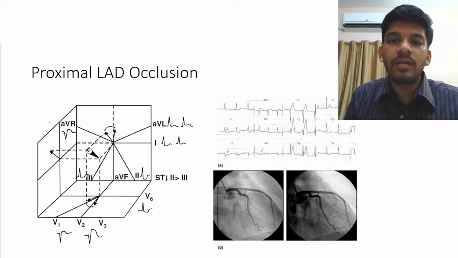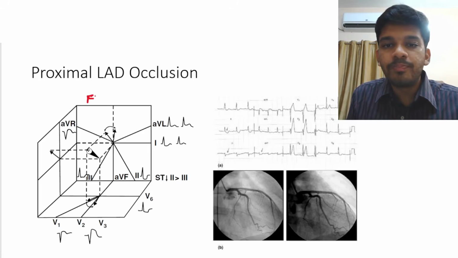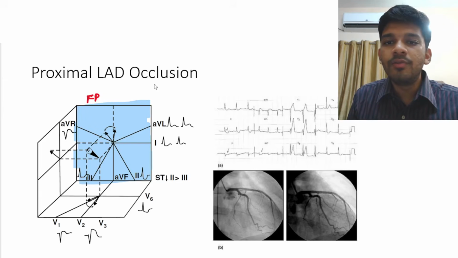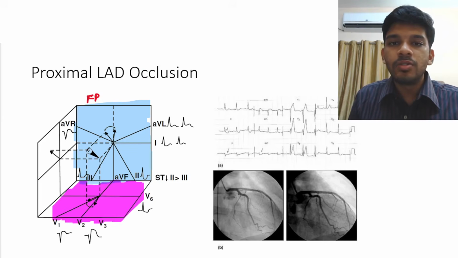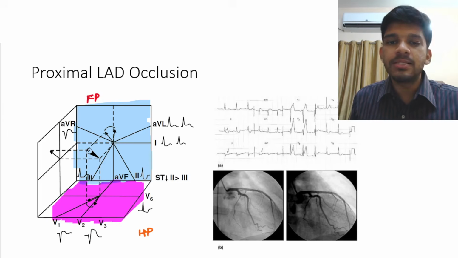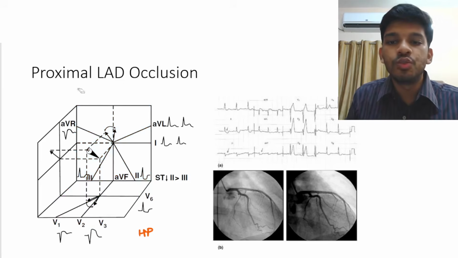As you can see in our injury vector diagrams, this is the frontal plane. This is the projection in the frontal plane. Apart from that, inferiorly is the projection in the horizontal plane. This is the horizontal plane that is shown to you. We shall be discussing how the injury vector is oriented, and based on that we will come to a conclusion.